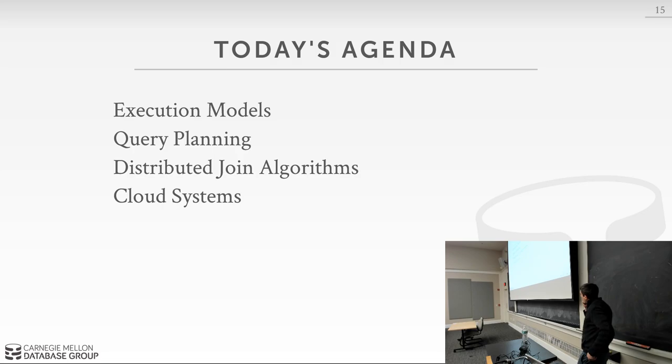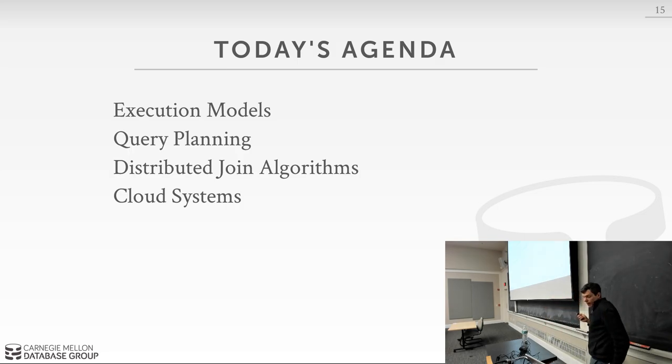All right, so today's class, we're first going to talk about different execution models you can have for distributed analytical queries. What we'll talk about is germane to OLTP queries, but it's more of an issue in OLAP because we're accessing a lot of data. Then we'll talk about some of the issues you have to deal with when doing query planning in this environment, and how you send out portions of the query to different machines. Then we'll spend most of our time on distributed join algorithms and different scenarios you can have. And then we'll finish with a quick overview of what cloud systems look like today.